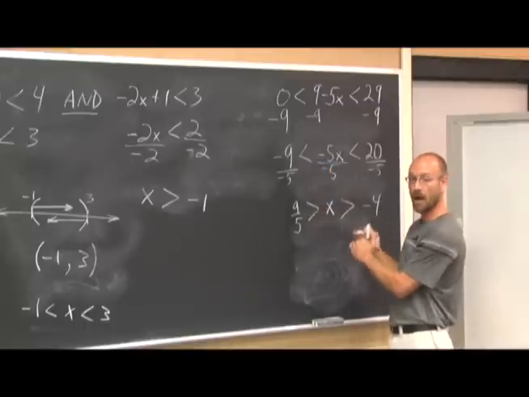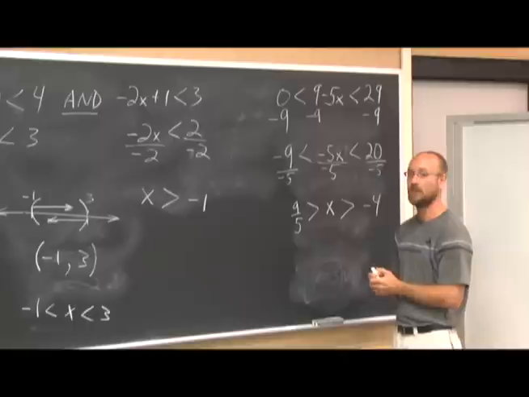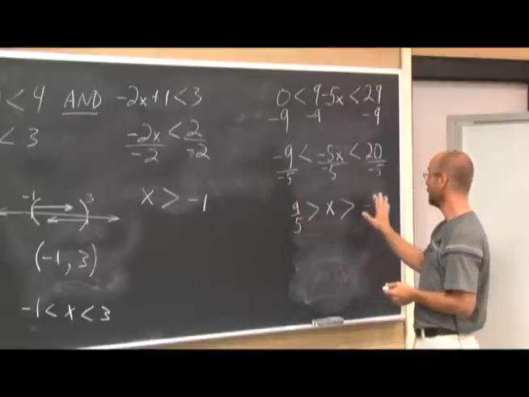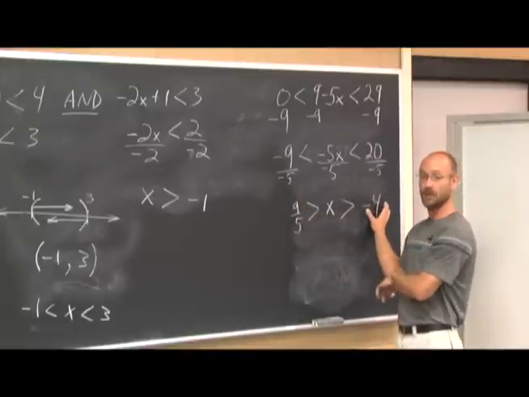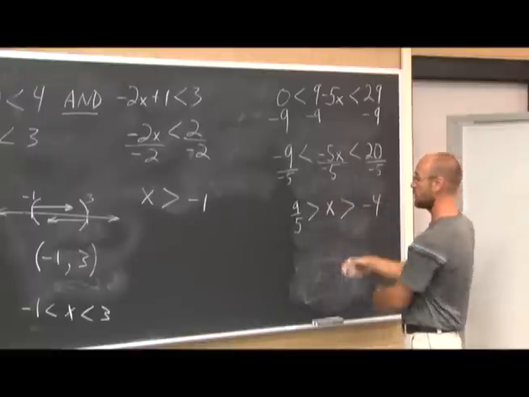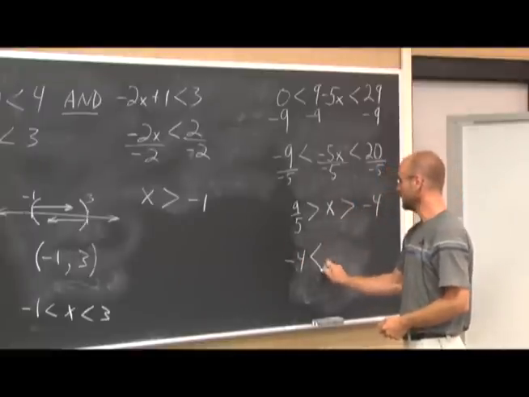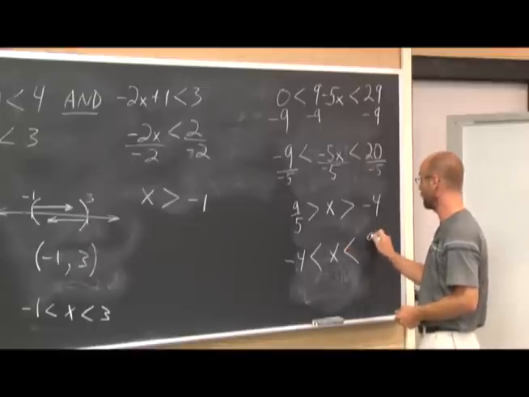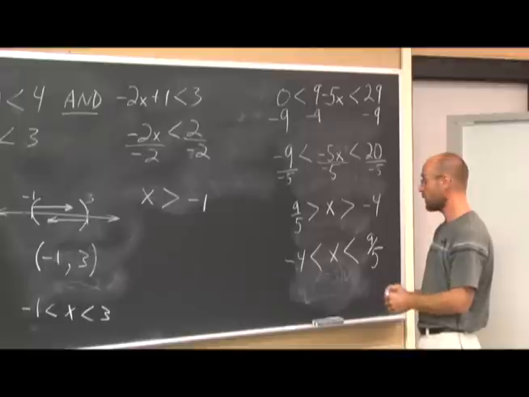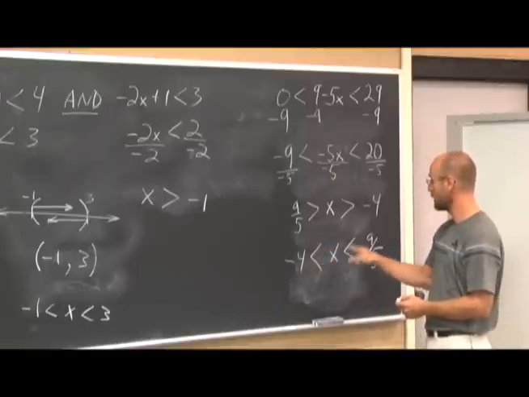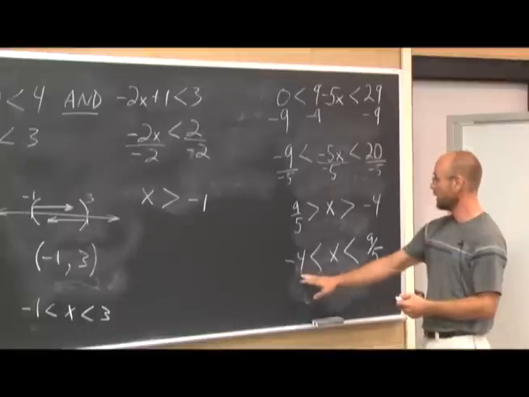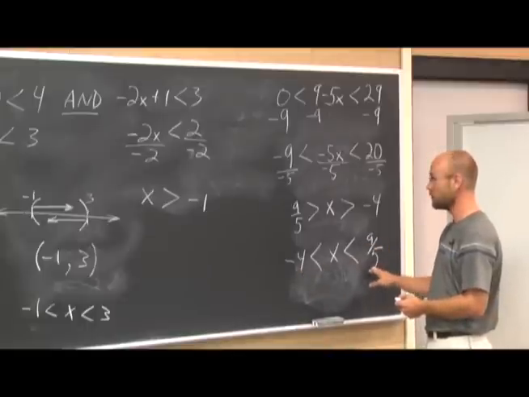Now, is this in proper double inequality notation? No, because this value, a positive value, is on the left side and a negative value on the right. We want it from least to greatest. So again, I'm going to pull this off the board and flip it around. And when I do that, I flip the whole thing around. And we want to check to make sure it's proper and true. Negative 4 is less than 9/5, so it does go from least to greatest. These are less than signs. And negative 4 is less than x is less than 9/5.